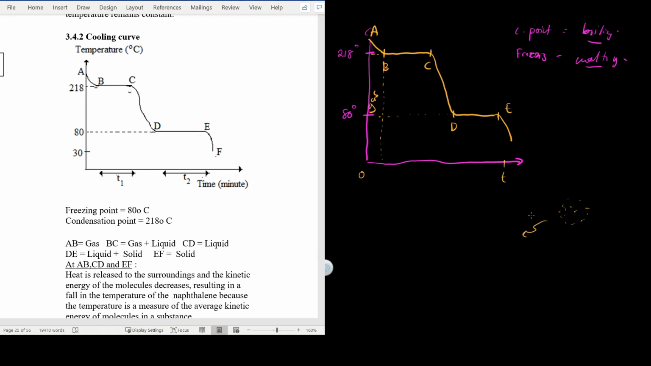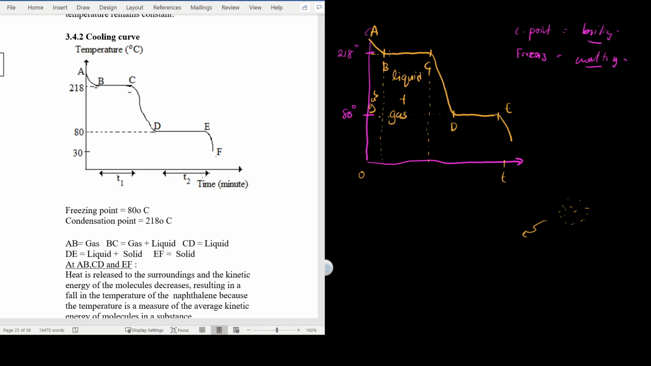So from gas, what will happen? At point B, B is a condensation point. That means at point B, some of the gases will start to change their phase from gas to liquid. Okay, liquid. But still, some of them are in the gas phase. Okay, from B to C, we have liquid and gas.